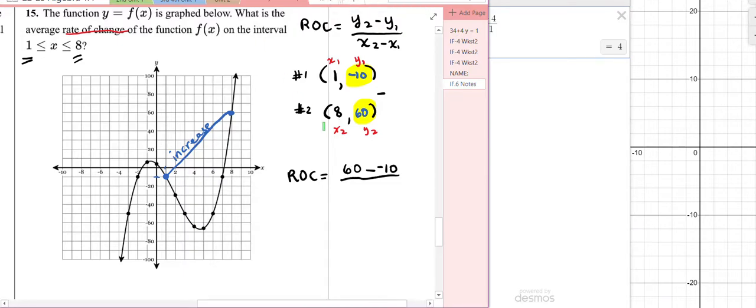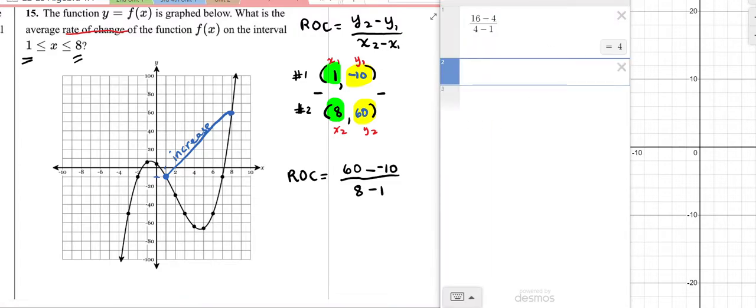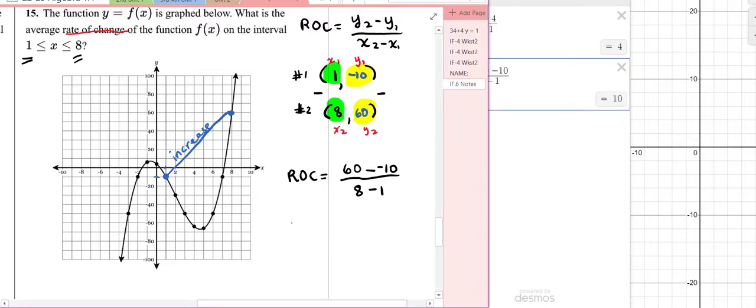over x2 minus x1. So it's going to be 8 minus 1. All right, taking to the calculator. So that is 60 minus a negative 10 over 8 minus 1. That gives us a positive 10. And like we said, we were expecting it to be a positive increase, okay? And to be an increase, a change, an increased change.